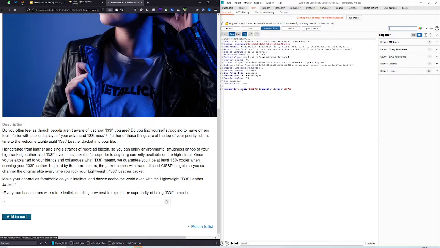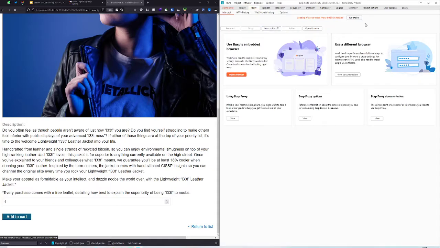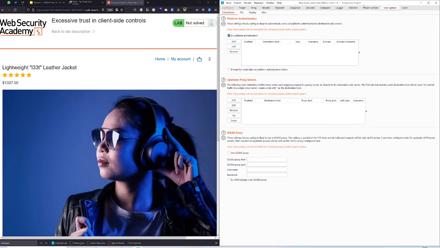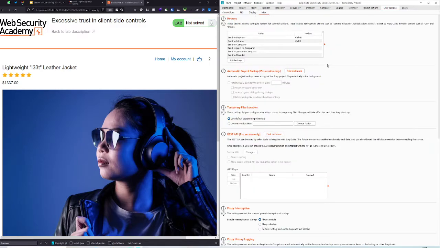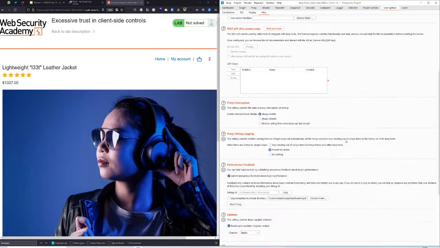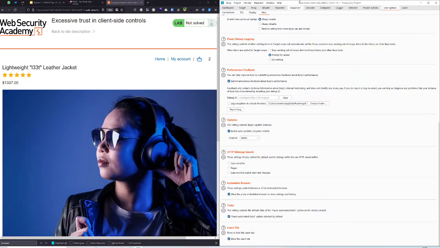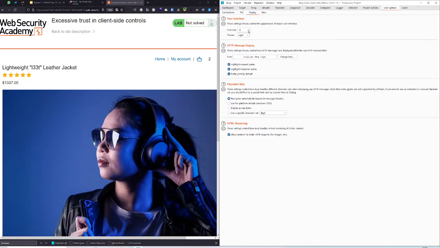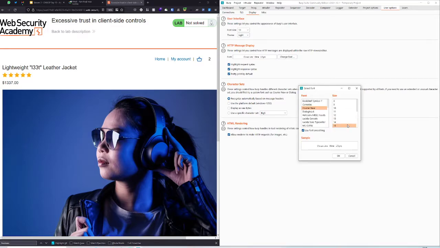I'm sorry that it's a little bit small, but is it possible on Burp as well? No, unfortunately, mate, it's not. I mean, we can. Yeah, all right, 2 seconds. We can, it's just I have to restart Burp. I don't remember where it is. Miscellaneous? There is somewhere. Oh, display. That would make sense, wouldn't it? Change font.